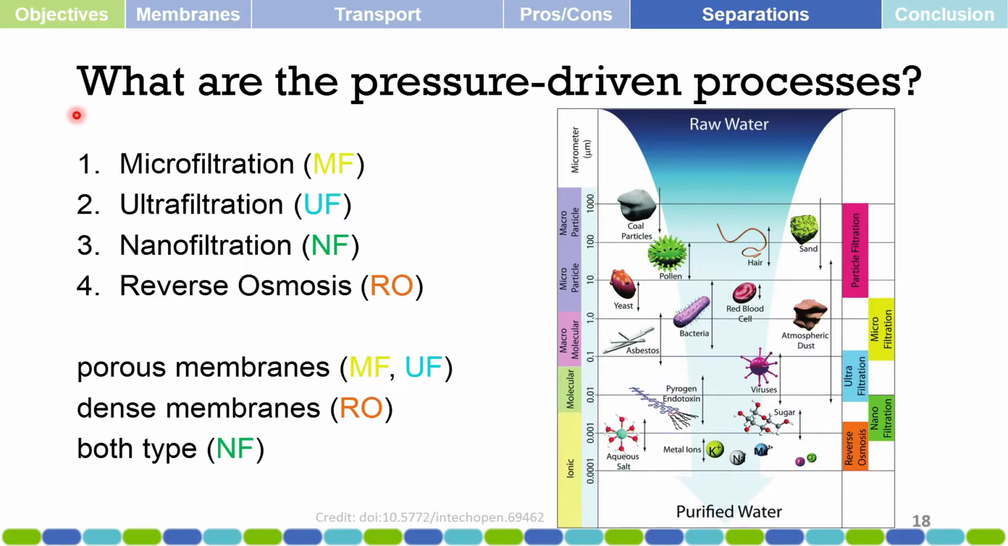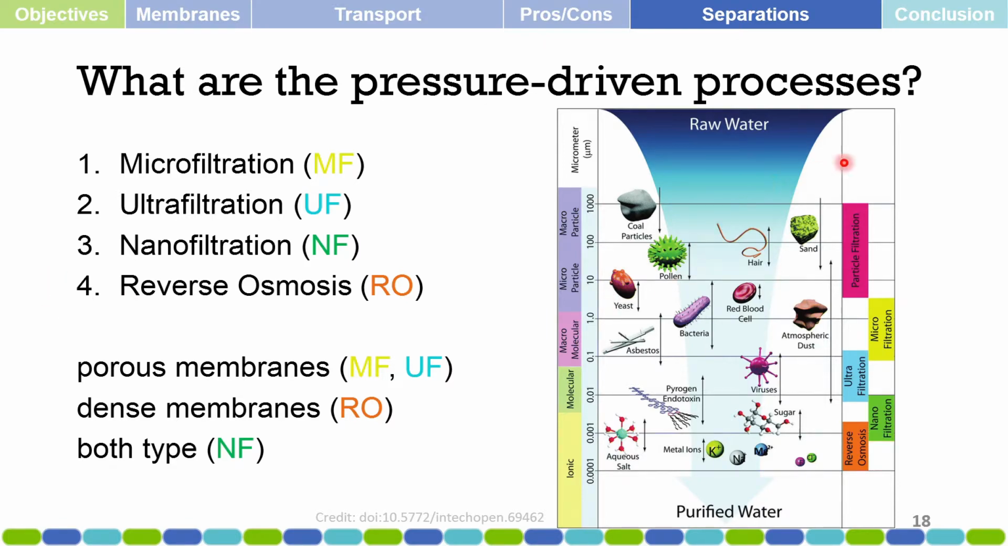The pressure-driven processes include microfiltration, ultrafiltration, nanofiltration, and reverse osmosis. These are the more widely known membrane separation processes. And aside from microfiltration, ultrafiltration down to reverse osmosis must be differentiated from typical filtration. Microfiltration functions just like a filter, but the rest are entirely different. They function more as a membrane.